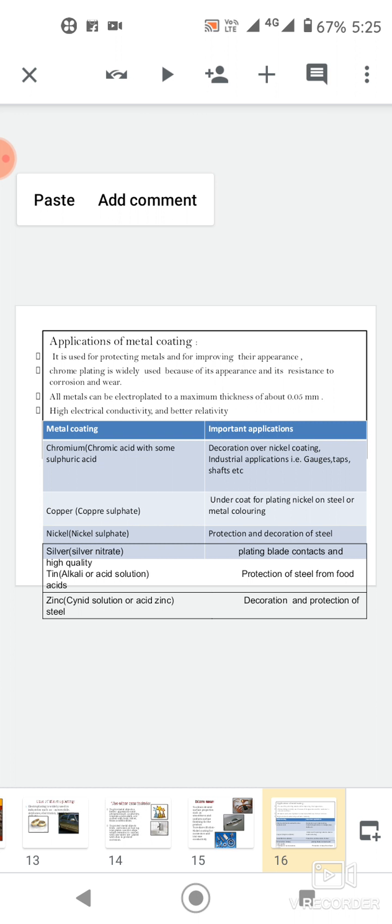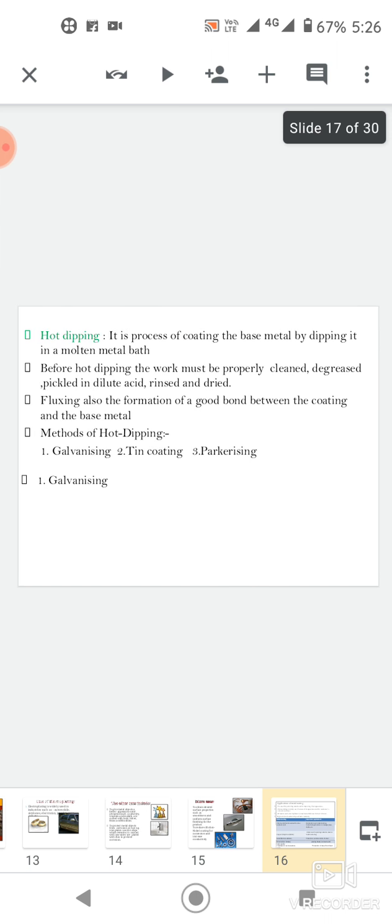Silver, silver nitrate. Plating blade contacts and high quality. Tin means it is a composition of the alkali or acid solution in the metal coating process, that is the protection of steel from food acids. It is an application of processing. Zinc. Zinc means it is a cyanide solution or acid. Zinc decoration and protection of steel.